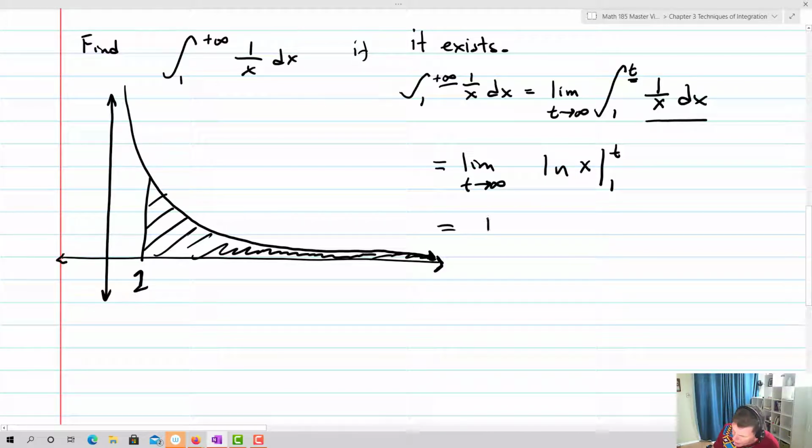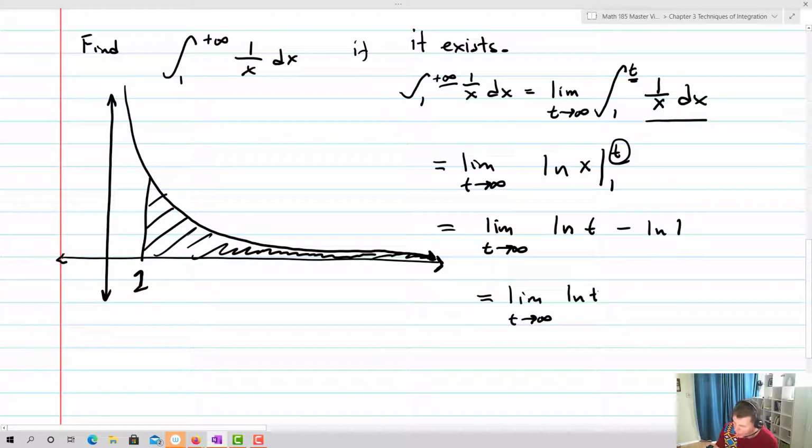So this is now going to equal the limit as t goes to infinity of the natural log of t minus the natural log of 1. Well, the natural log of 1 is 0, so it'll just go away. So we've got the limit as t goes to infinity of the natural log of t. Well, this is going to equal positive infinity, because as t gets larger, the natural log gets larger as well. It gets larger slowly, but it still gets larger, and it never ends. It's going to continue to get larger and larger without end. So consequently, this ends up being plus infinity.